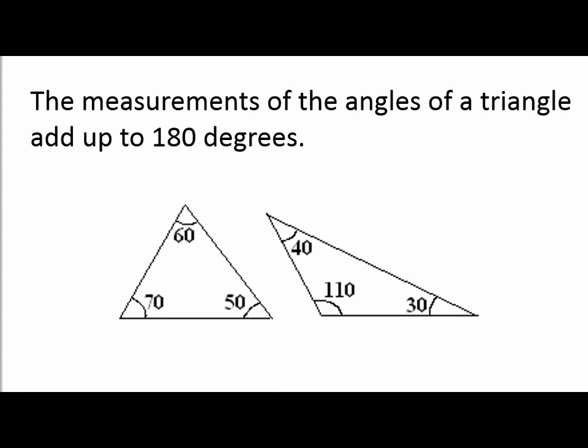So do me a favor and write that down. The measurements of the angles of a triangle add up to 180 degrees. I wrote a couple examples in there. If you guys add the numbers, it's 180. The measurements of the angles of a triangle add up to 180 degrees.